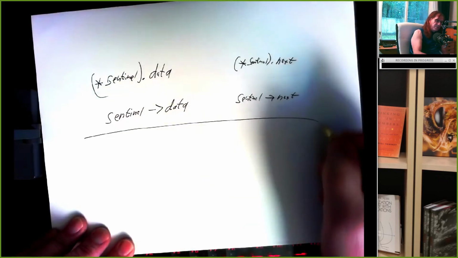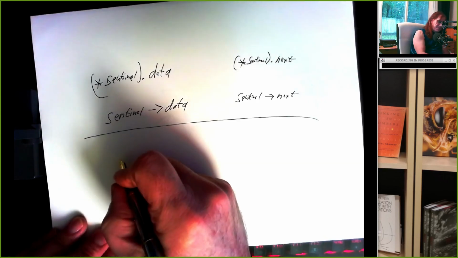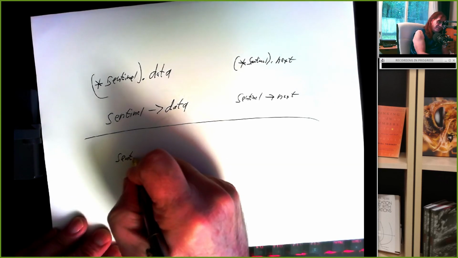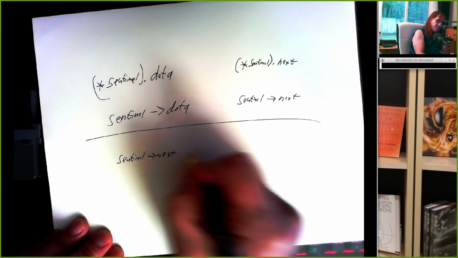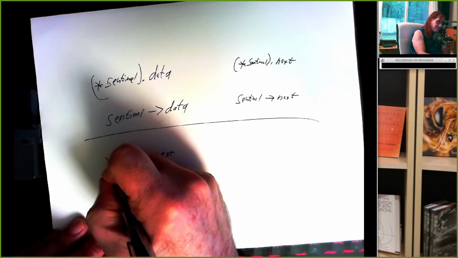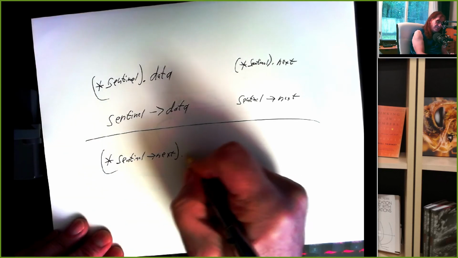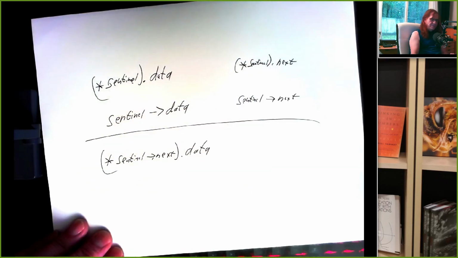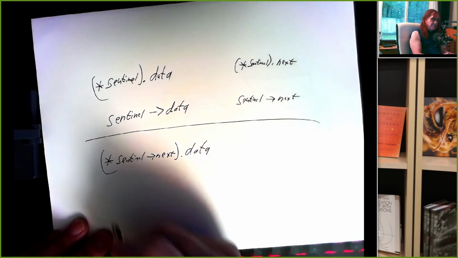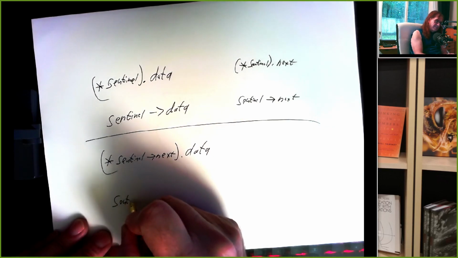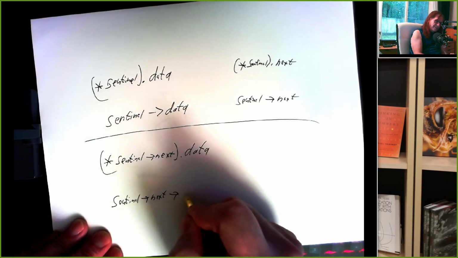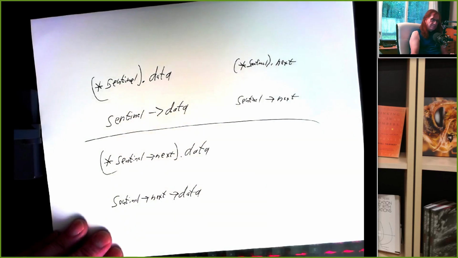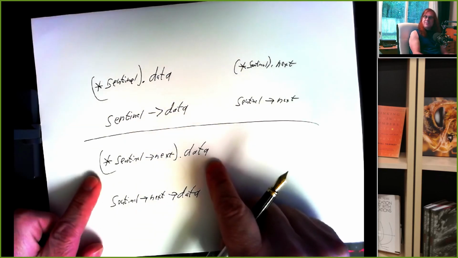All right. The reason that this is a convenient notation is, for example, if I know that sentinel arrow next is a pointer, I could say, let's take the thing that that points to and let's look at its data field. No, I don't have to do that. I can just say sentinel next. Let's look at that thing's data field. And this means exactly the same thing as that.